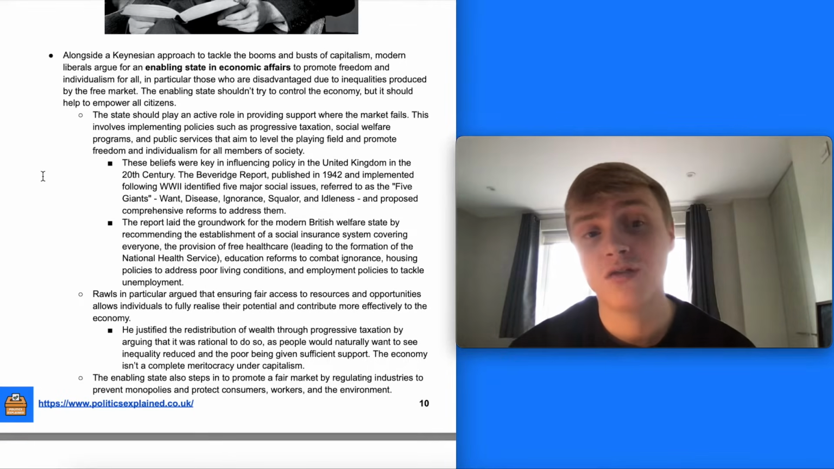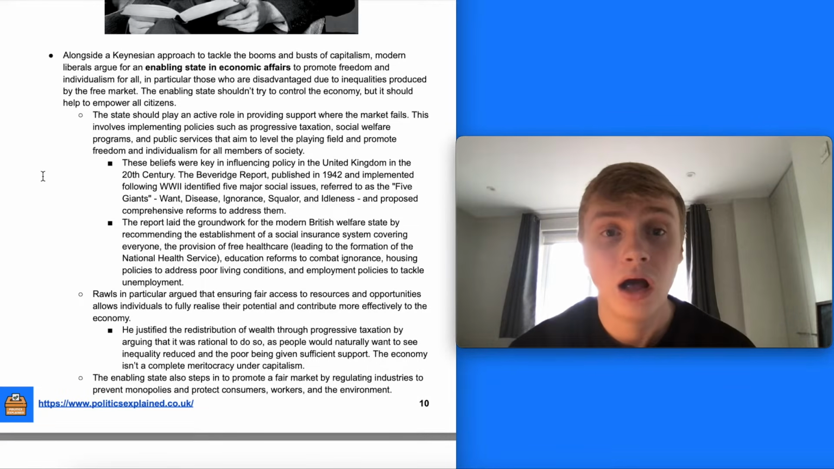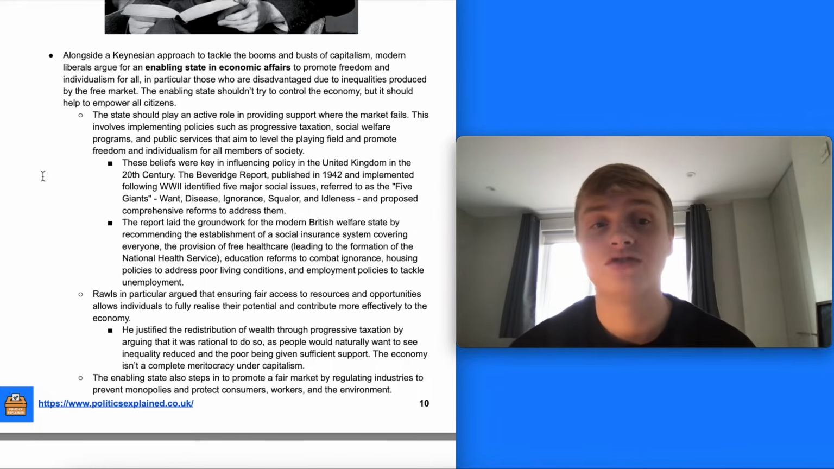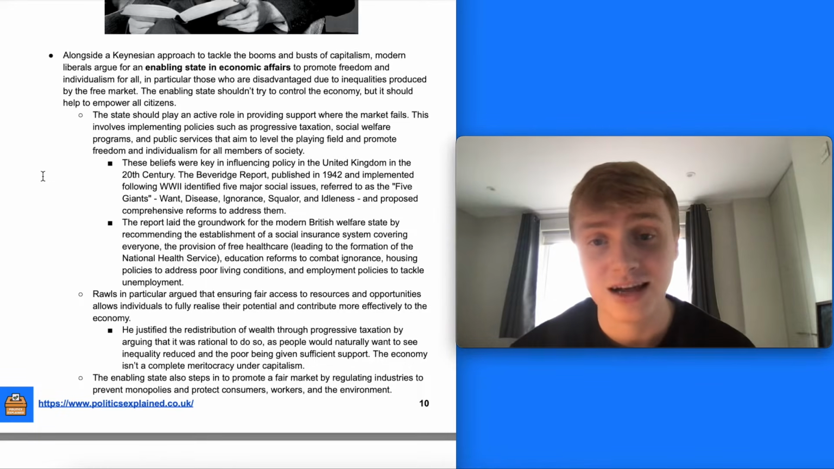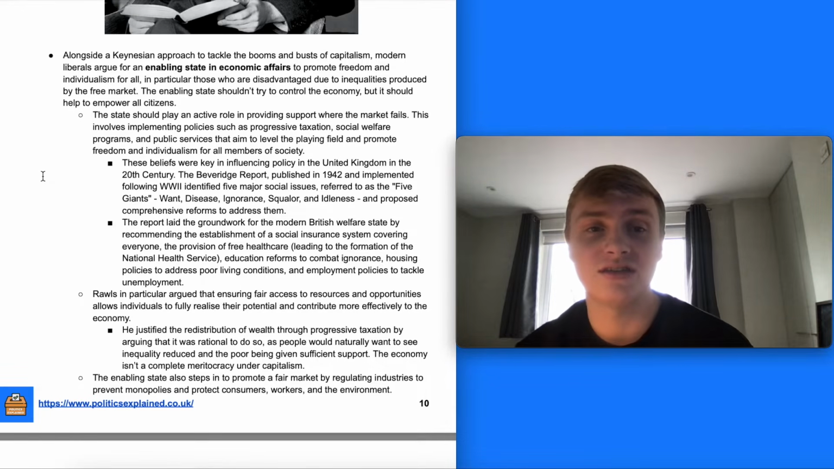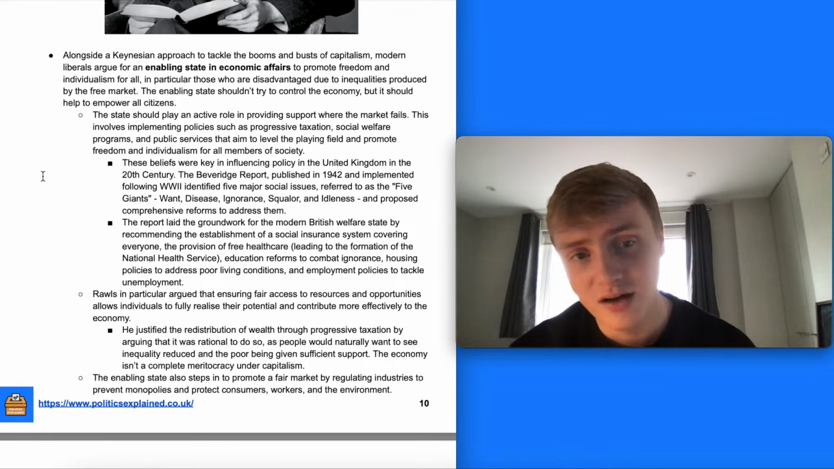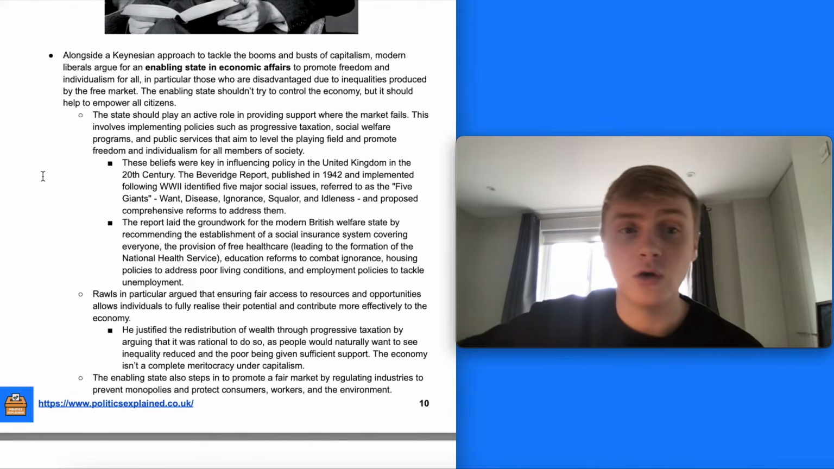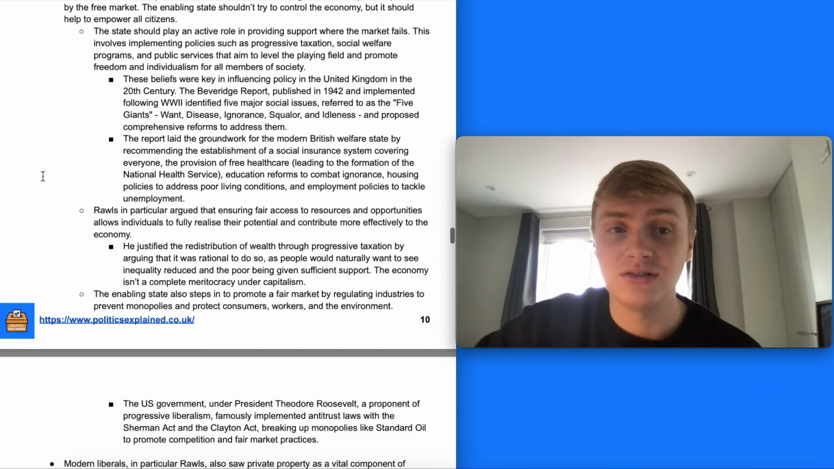So crucially it should play an active role where the market fails. That's through implementing policies such as progressive taxation to have some redistribution to help those who are disadvantaged in society, social welfare programs, and public services that aim to level the playing field and promote freedom and individualism for all members of society.